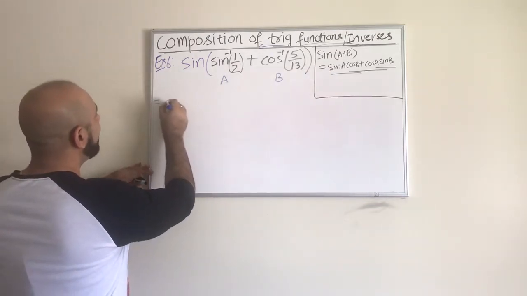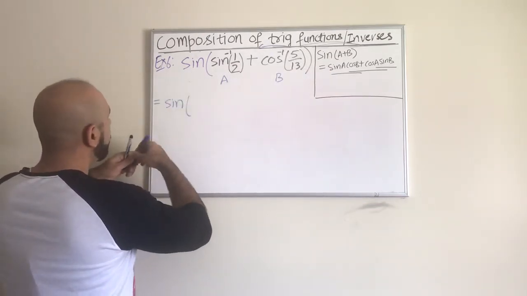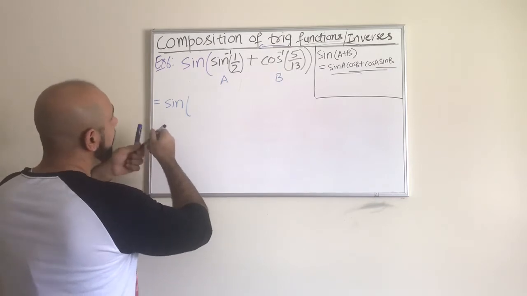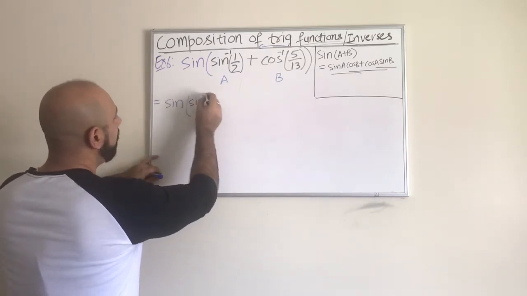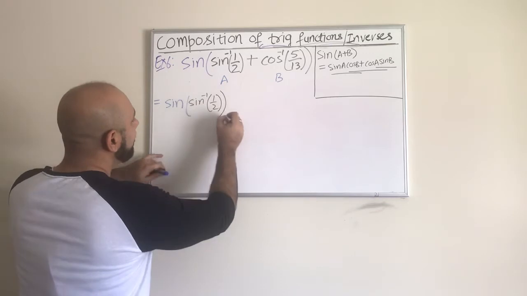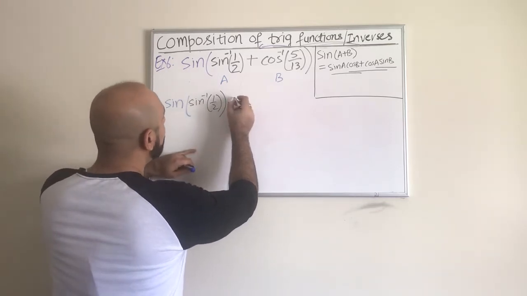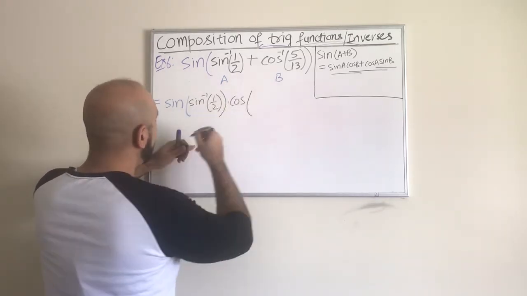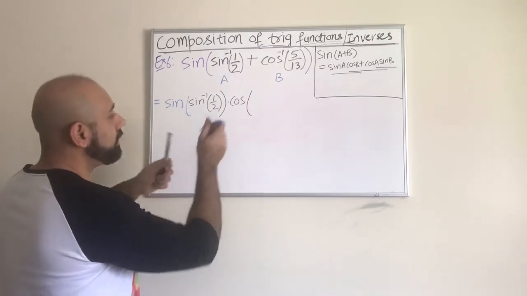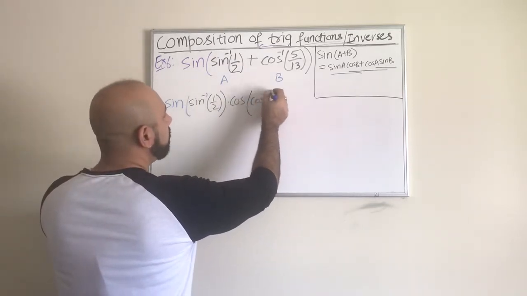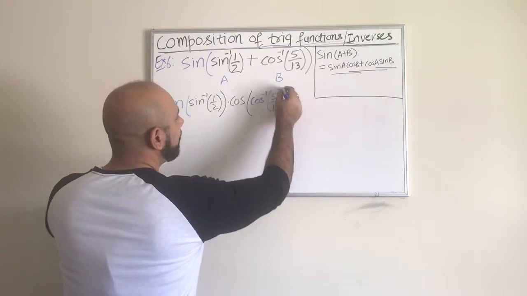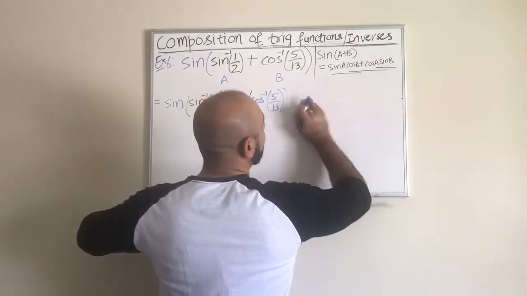this can be written out as sine of a first. Sine of a is sine of sine inverse of 1/2, right? And then I have to multiply that by the cosine of b, which is cosine of the cosine inverse of 5/13, since b is my cosine inverse of 5/13. That closes that. And I need to write it in one straight line.